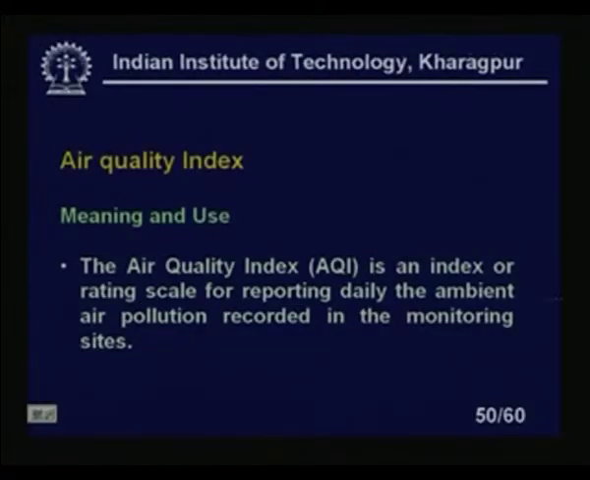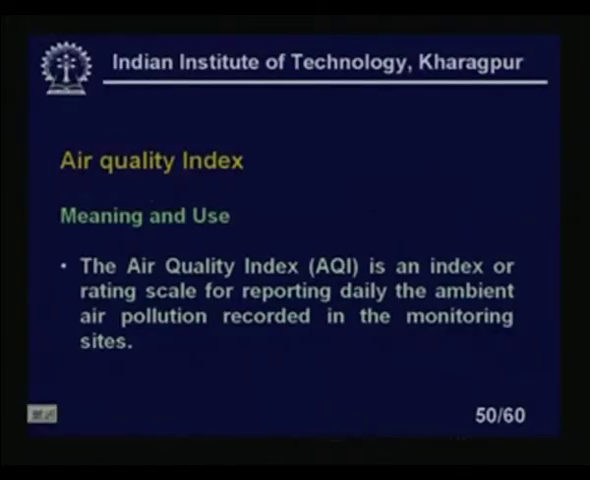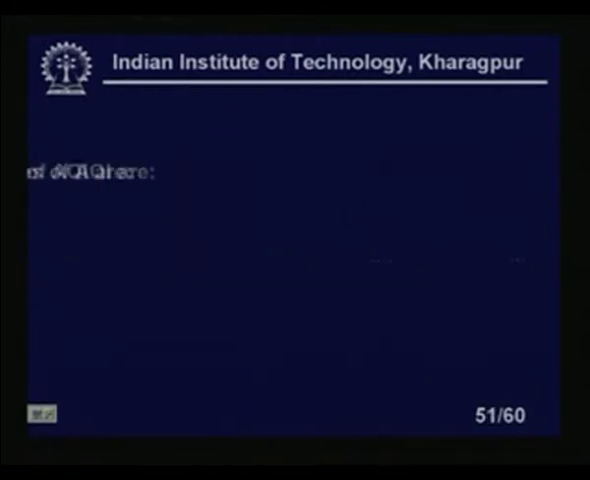Now, let us look at the meaning and use. The air quality index is an index or rating scale for reporting daily the ambient air pollution recorded in the monitoring sites. Okay. So, it will give some index of how the air quality in a particular site is good or bad, right. That is why I am saying the air quality index is an index or rating scale for reporting daily the ambient air pollution recorded in the monitoring sites.